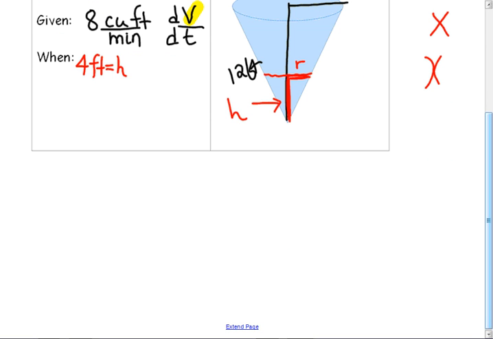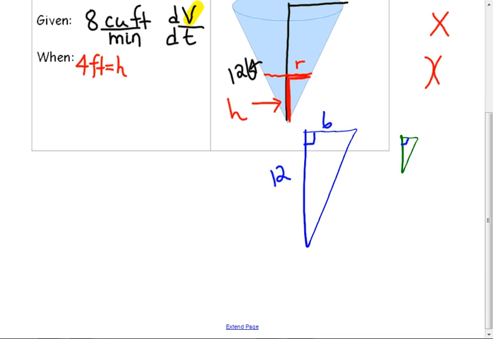So there's my picture, and I'm going to outline it. First I have this triangle, and then I have a little triangle inside there. So I can pull them out if I want. There's the little one. These are what kind of triangles? Similar. This is 12. This is 6. This is R. This is H.